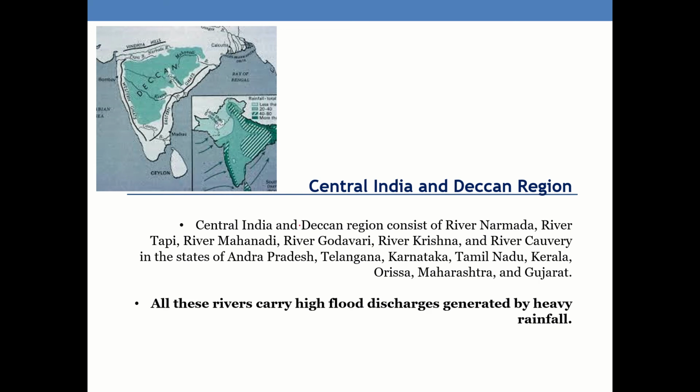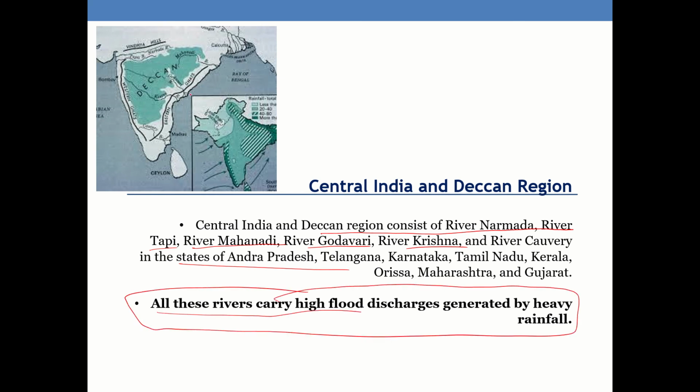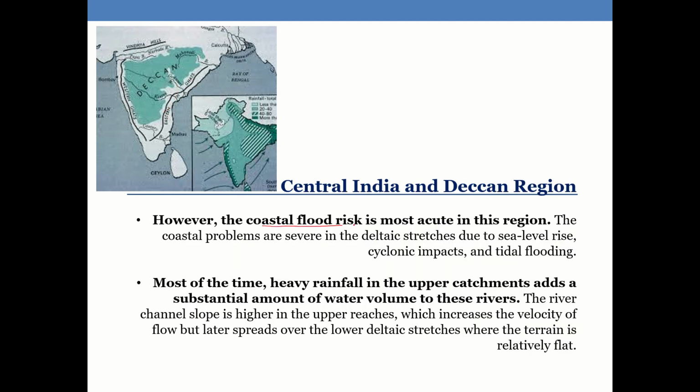The Central and Deccan region consists of a lot of rivers: Narmada, Tapti, Mahanadi, Godavari, Krishna, Kaveri, and so forth. All these rivers carry high flood discharge generated by, again, the heavy rainfall that we receive. However, the coastal flood risk is not most acute in this region. The coastal problems are severe in the delta stretch, where we also have an impact because of tidal floods and cyclones. Most of the time, heavy rainfall in the upper catchment area adds a substantial amount of water to be discharged from that particular river.